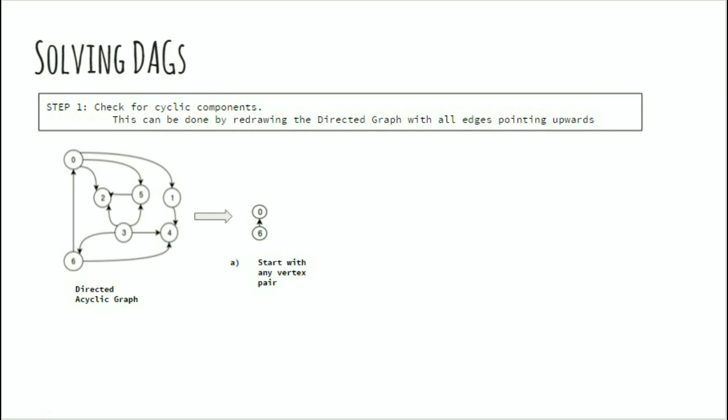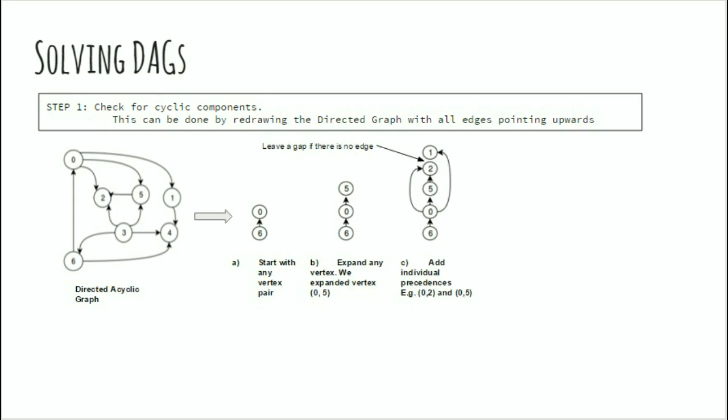Now let's solve the same graph. First thing is to check whether the graph is acyclic or not. To do that, we redraw the graph such that all the edges point upwards. Start by choosing a vertex pair. In this case, we start with 6 and 0. Next, 0 is pointing towards 5, so we put 5 up in the graph. Similarly, 5 and 0 are both pointing towards 2. Note that 0 is also pointing towards 1, which is not connected to 2. Thus, we do not connect 1 and 2.